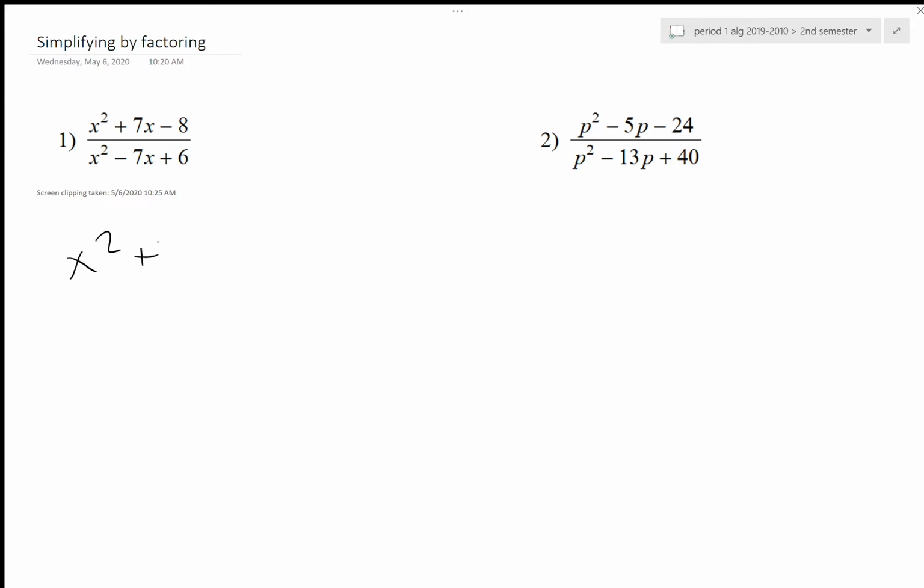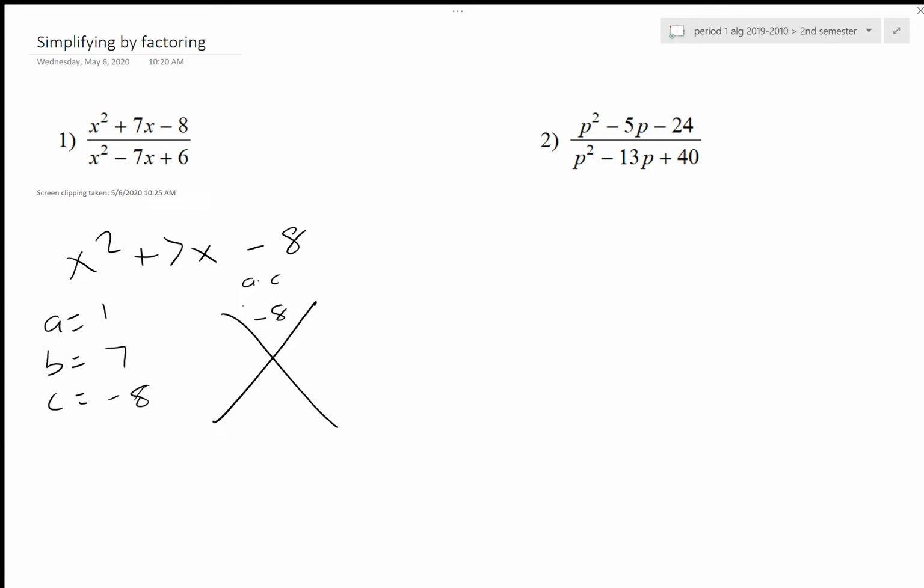So what you're going to have to do is, for the top part, x squared plus 7x minus 8, we're going to go back to what we did before, where a is 1, b is 7, c is negative 8, and do the x. So remember the top is a times c, which would be negative 8. The bottom is b, which is 7, and what multiplies to negative 8 and adds to 7? You should get 8 and negative 1.